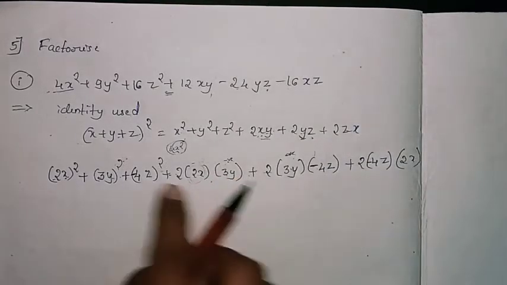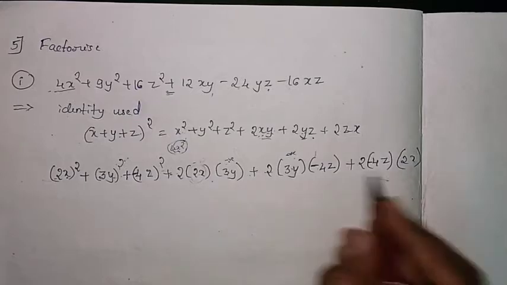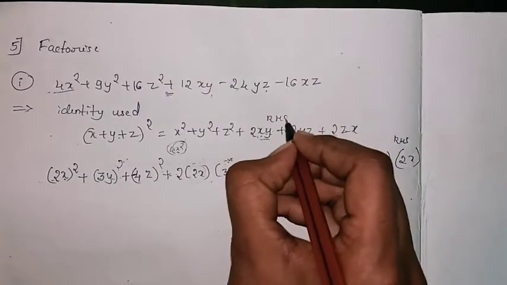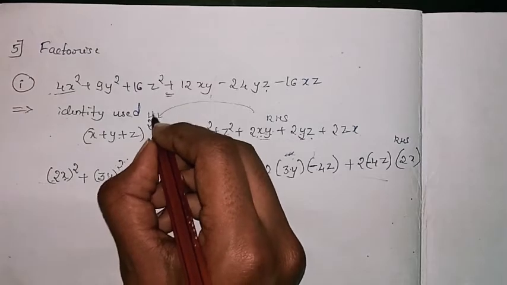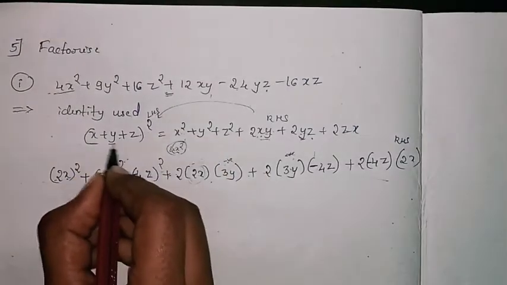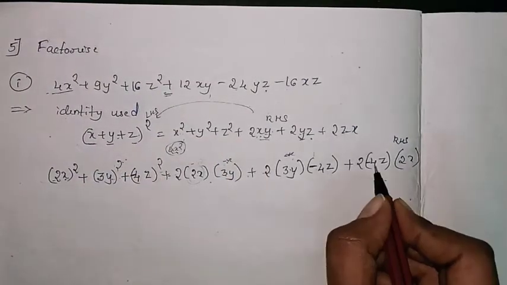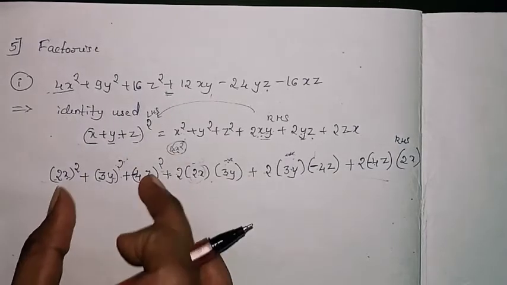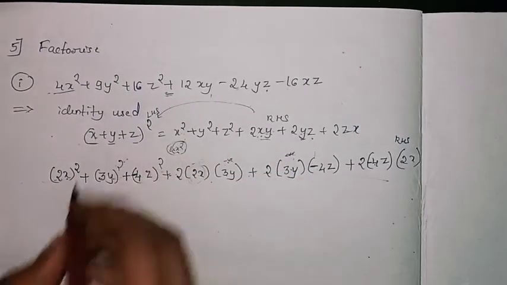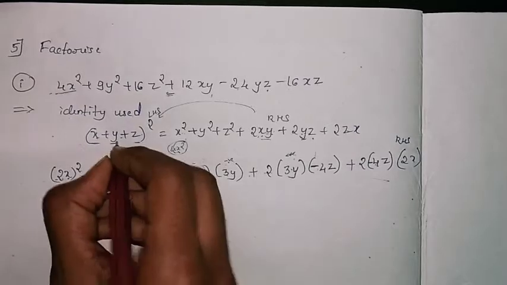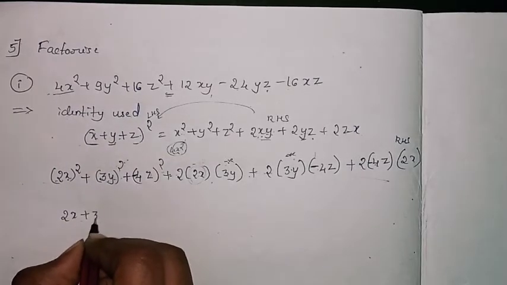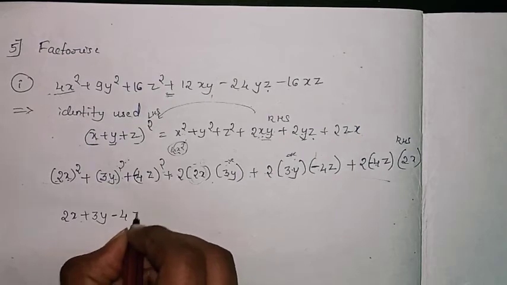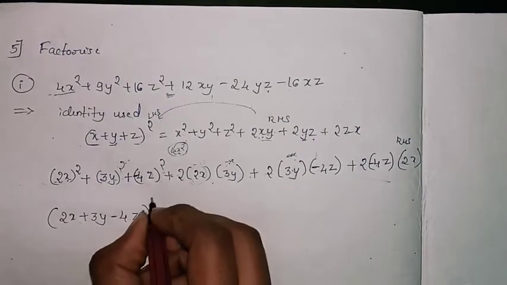So now you have to convert this equation. This is our RHS, so we have to convert from the RHS to the LHS, so LHS form x, y, z. So what is the value of x? That is 2x. What is the value of y? That is plus 3y. What is the value of z? Here z we are using as minus, so that is minus 4z, whole raised to square.